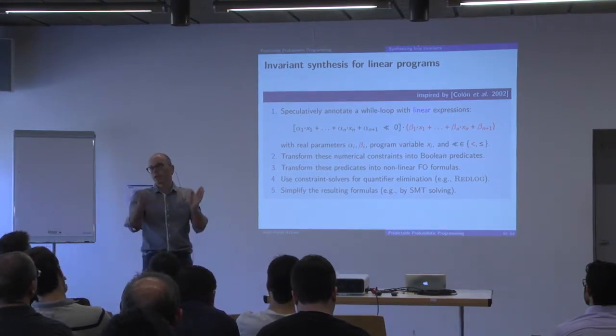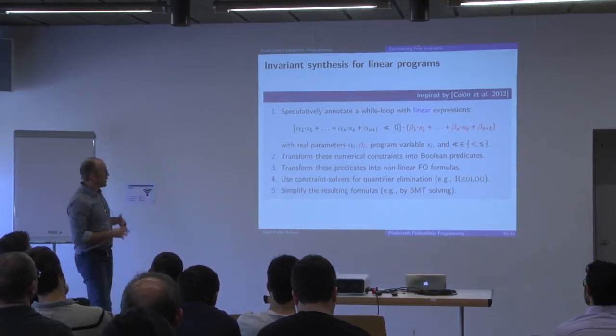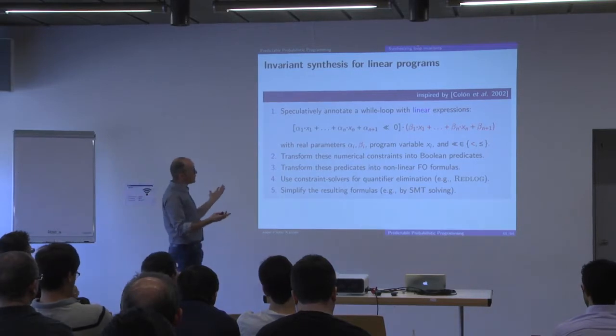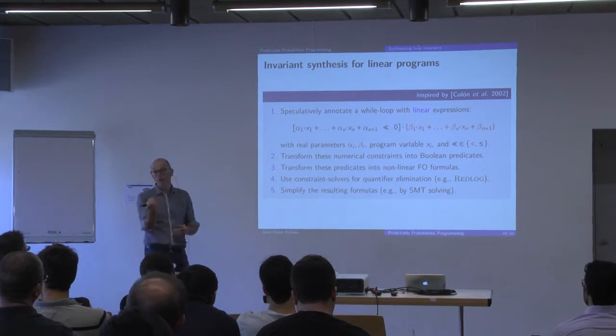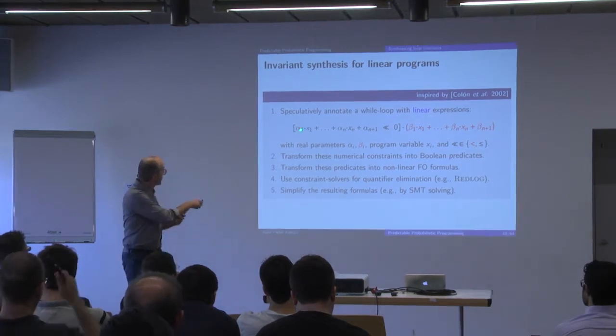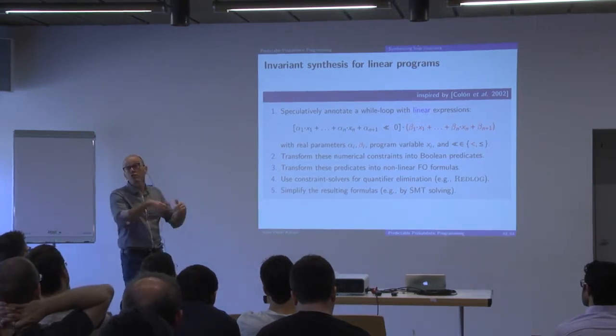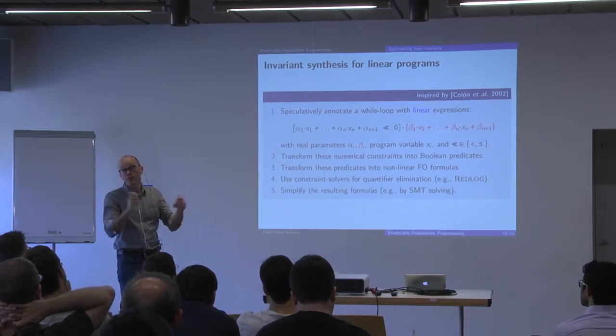The guards of loops are linear. The guards of if-then-else things are linear expressions. So I'm basically guessing that maybe my invariant is a linear expression. x1, ..., xn, etc. are my program variables. The alphas are the template variables, so these are additional variables that I introduce in my template.